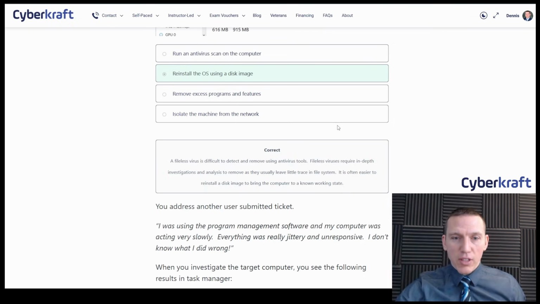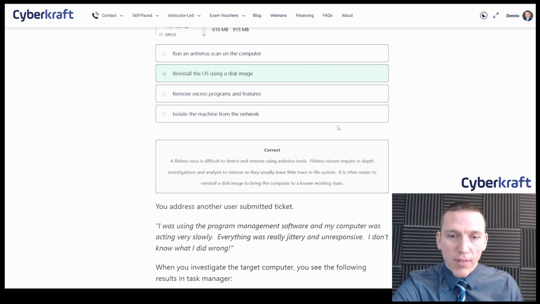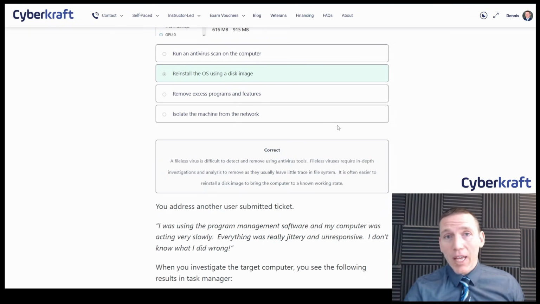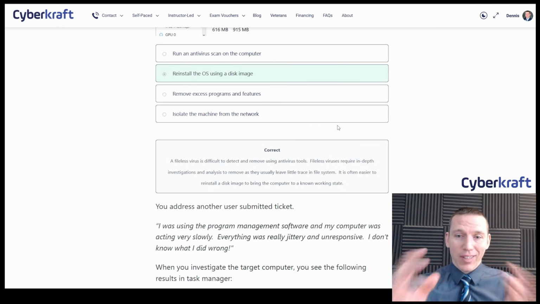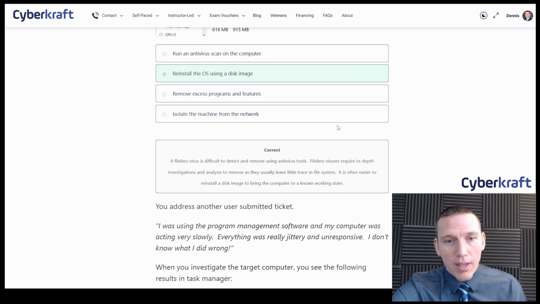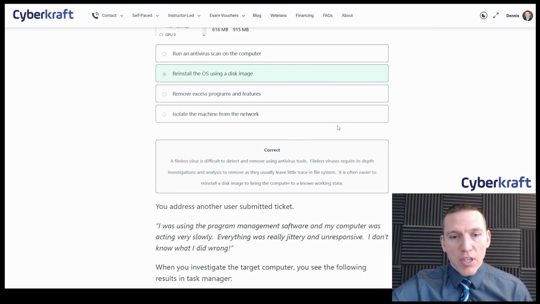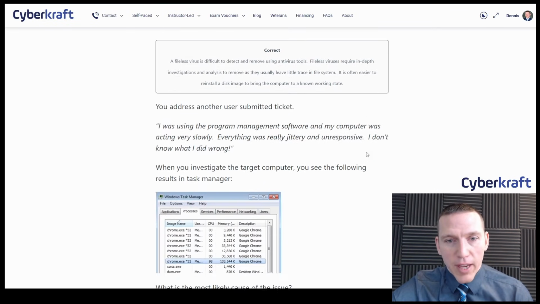Reinstall the OS using a disk image. Fileless virus is difficult to detect and remove using antivirus tools. If you've ever had to work or eliminate a fileless virus, it is very tricky. And they are very tough to identify because they don't rely on anything in the file system. There's no file you can just delete on your disk to get rid of it. You have to, you know, a disk image is usually the best course of action there.